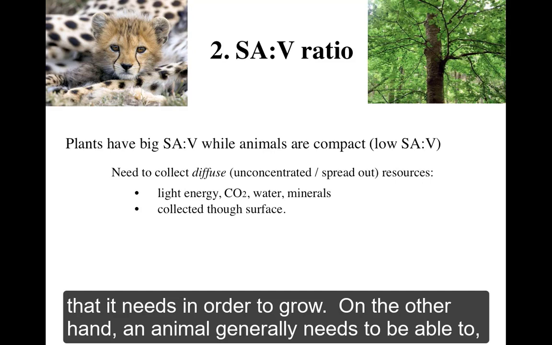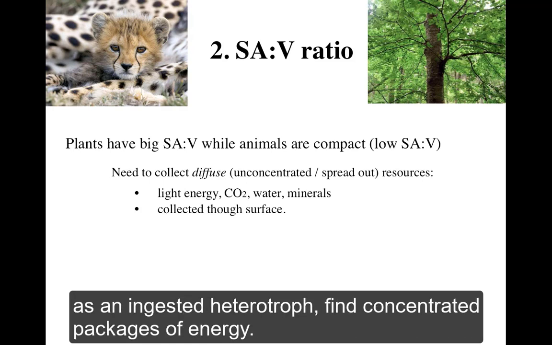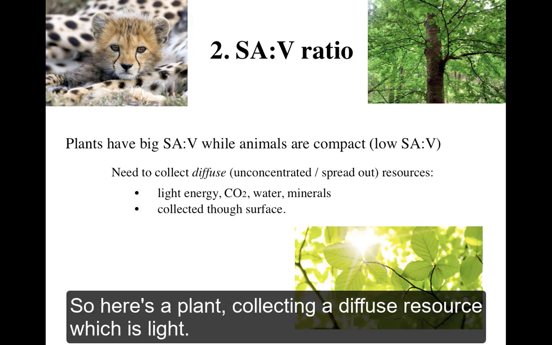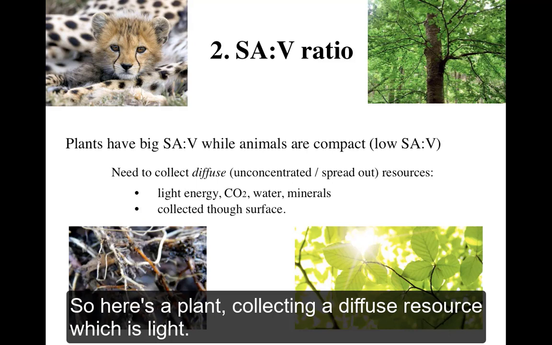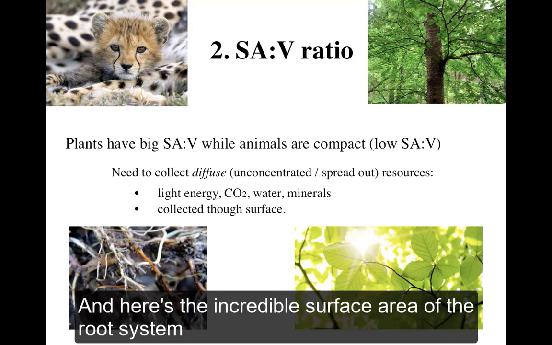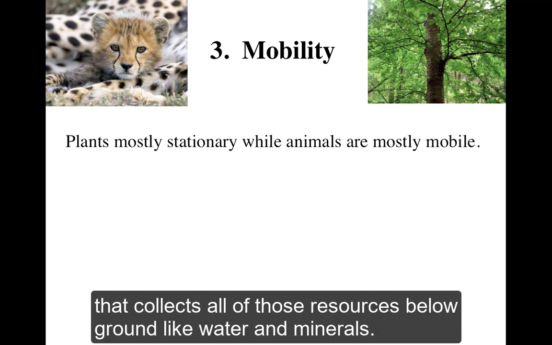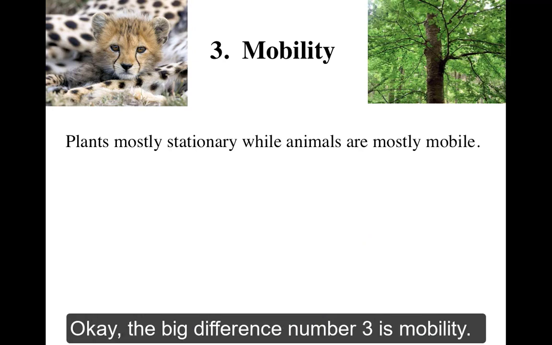On the other hand, an animal generally needs to be able to, as an ingestive heterotroph, find concentrated packages of energy. So here's a plant collecting a diffuse resource, which is light. And here's the incredible surface area of the root system that collects all of those resources below ground, like water and minerals. Okay, big difference number 3 is mobility.